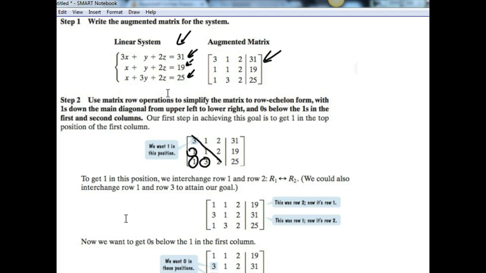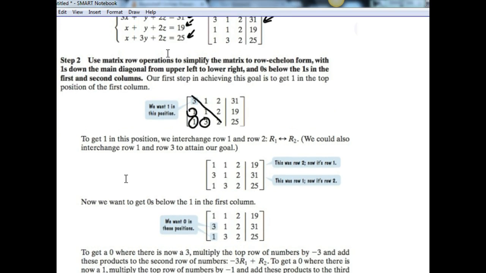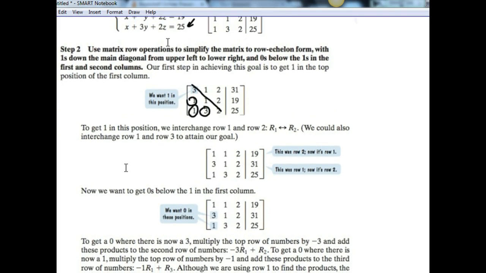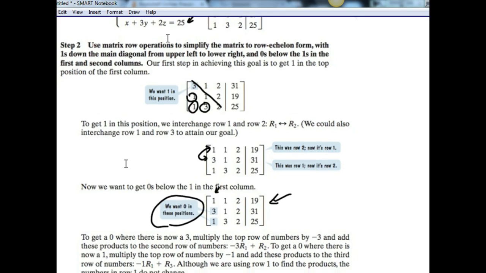To get 1 in the first position, we're simply going to exchange row 1 and row 2. I could have done that with row 3 as well, but this particular example chose to exchange row 1 and 2. So these two right here are literally going to switch, as you can see in this picture. Now there is a 1 in this first column like I wanted. Now we've got to get 0 in the ones below that. How do we do that?